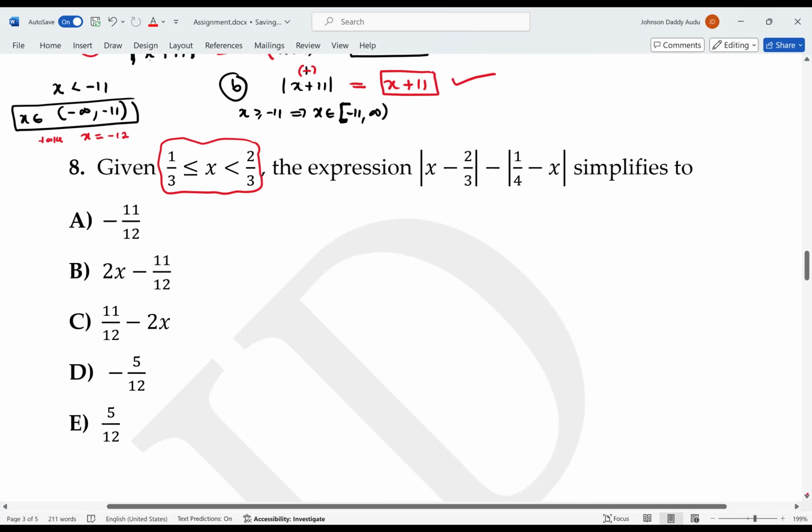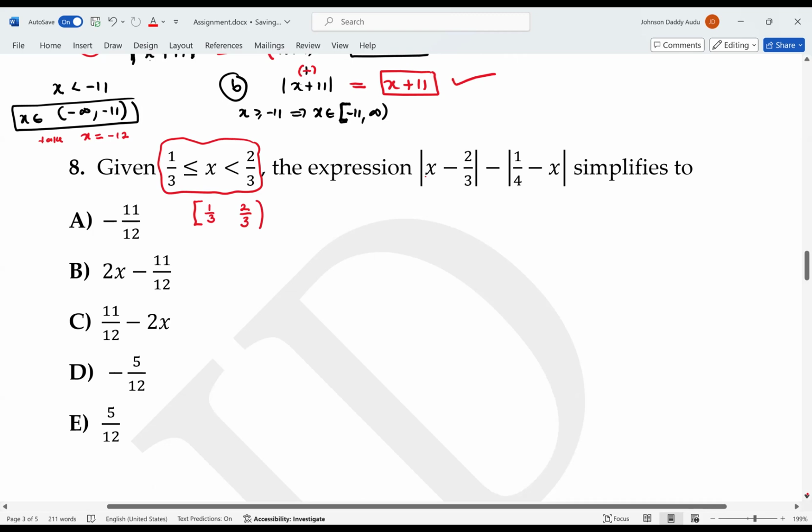It means your x is between what? So let me just write it. This is like saying x is between 1/3 closed and 2/3 open, right? So what can we do? Now, what you need to do is that you need to know if what you have here, what is inside the absolute value, is positive or negative. That is all you need to know first.